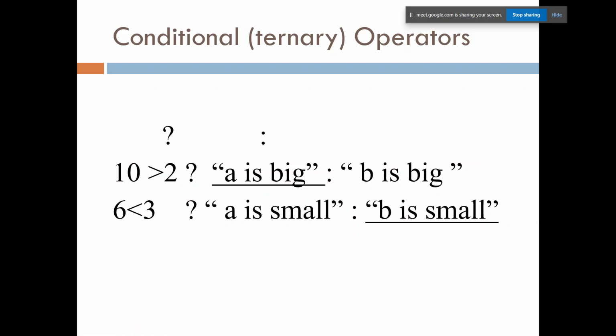Okay, like that you can use this conditional or ternary operator in order to execute something. If something is true, what to do. If that is false, what to do. True means after the question mark whatever is there will be executed. False means after the colon whatever is there will be executed. So that is how this conditional or ternary operator will be used. Okay, so let me show you this on the screen.